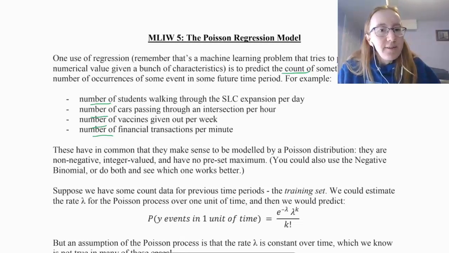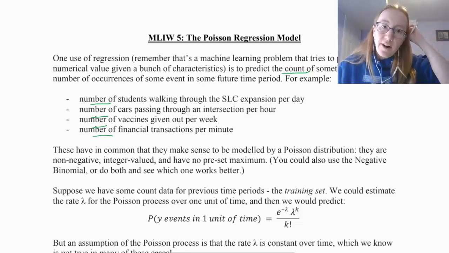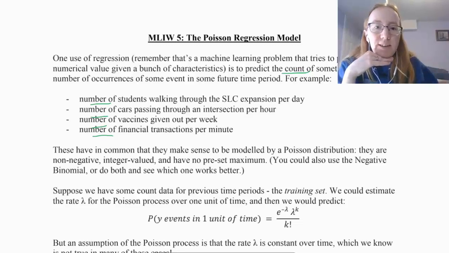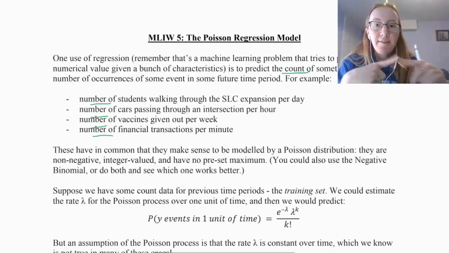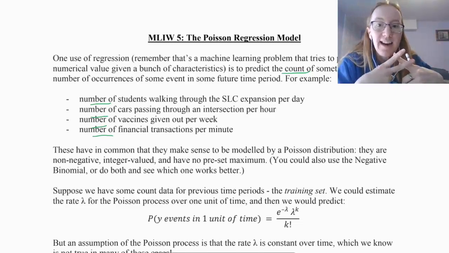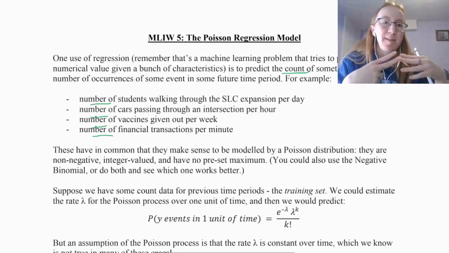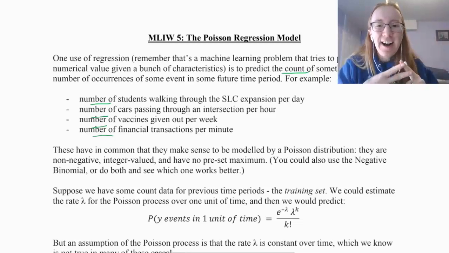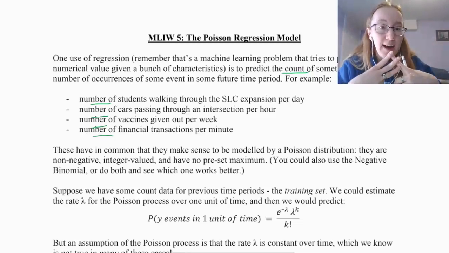And all of these examples that I gave have in common that they make some sense to be modeled by a Poisson distribution. So what's true about all of these things is that they're non-negative, right? You can't have -1 person or -1 car. They're integer valued. You can't have half a financial transaction. You can't have half a car. Can't have half a student. Could have half a vaccine dose, I guess, but whatever. And there's no preset maximum.